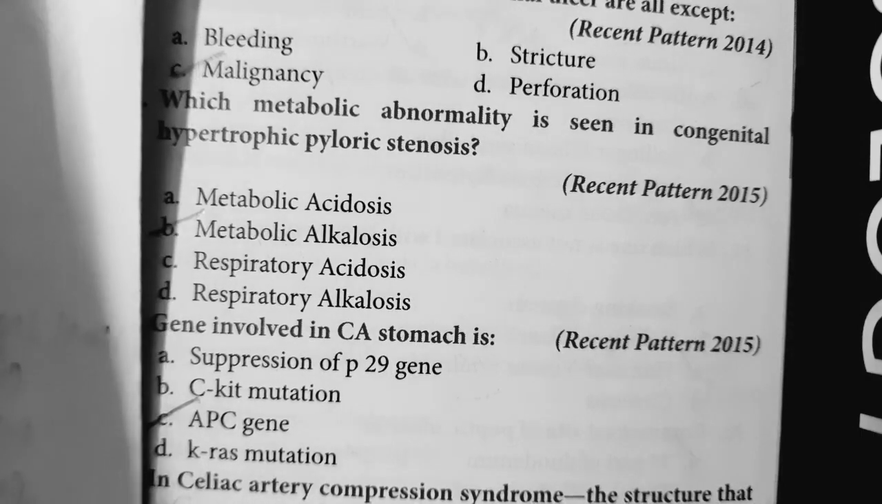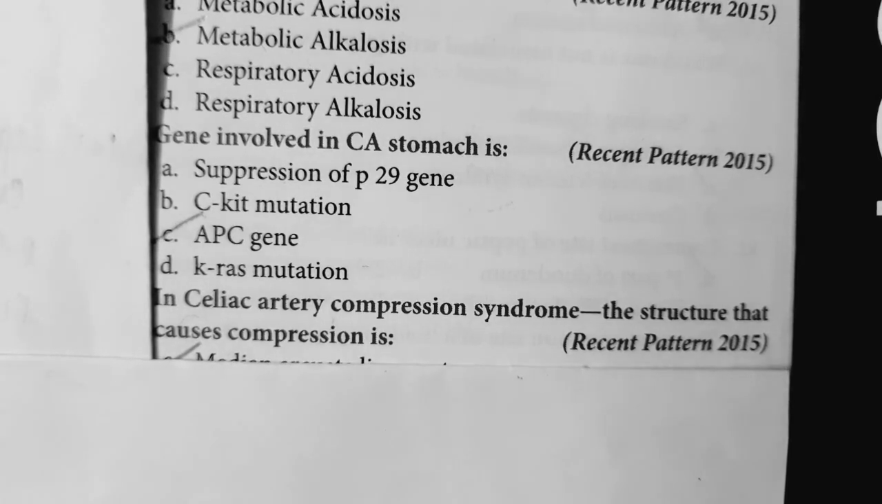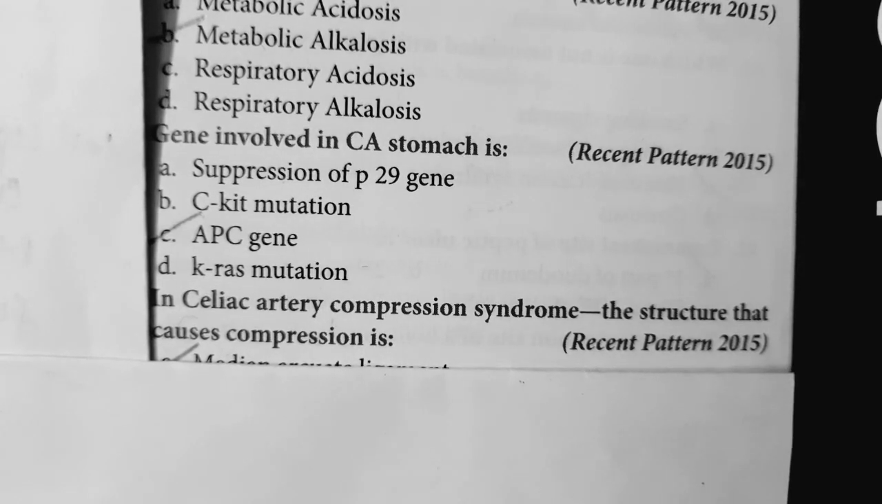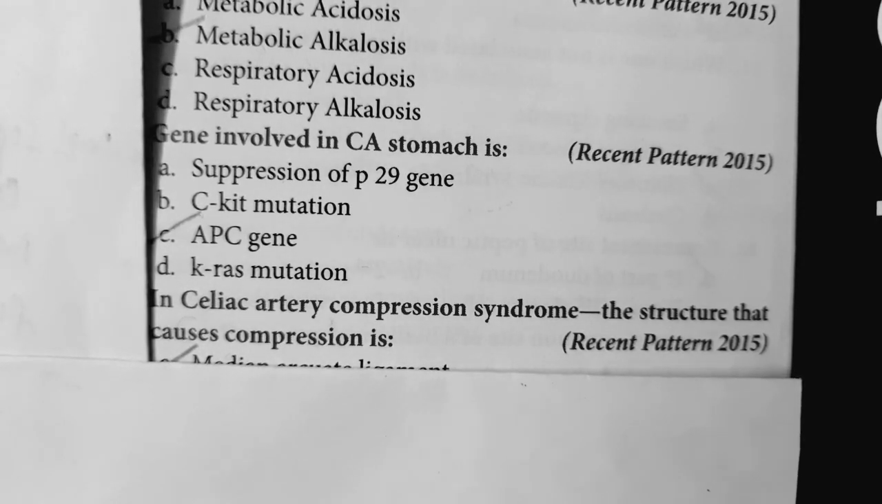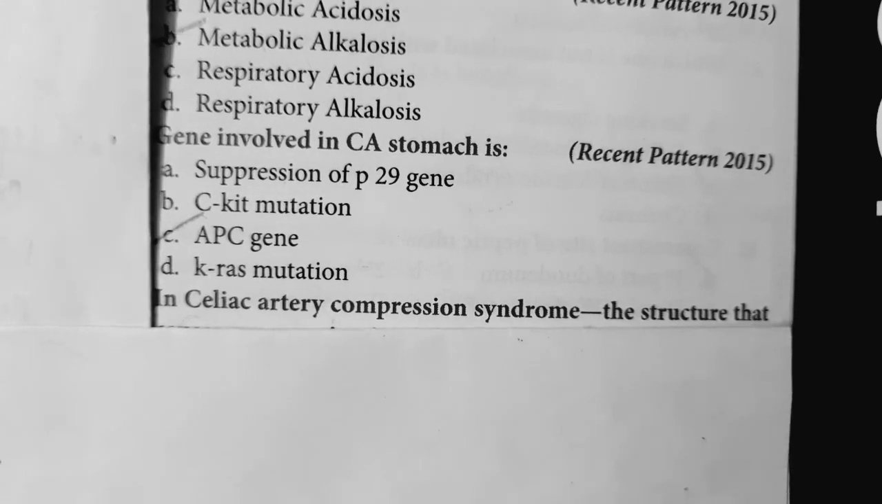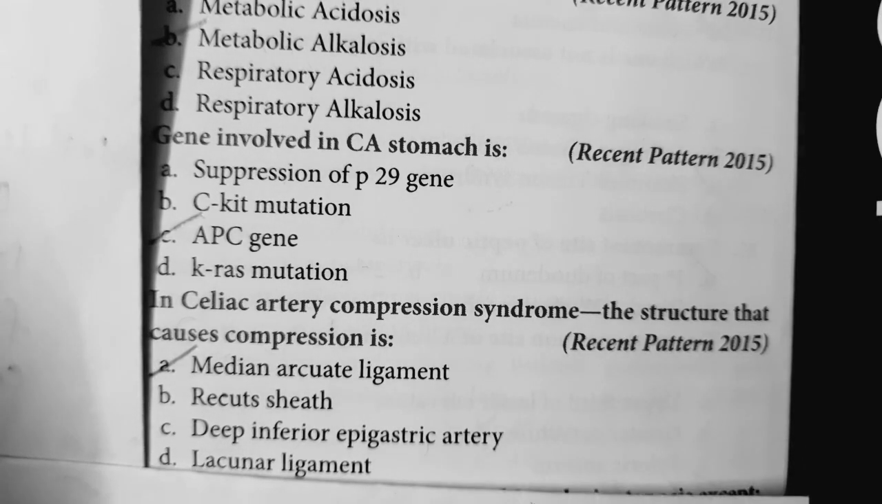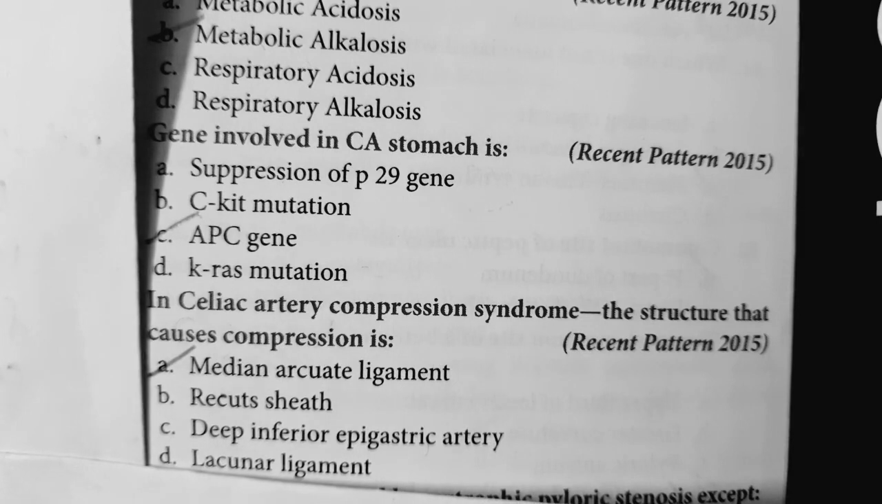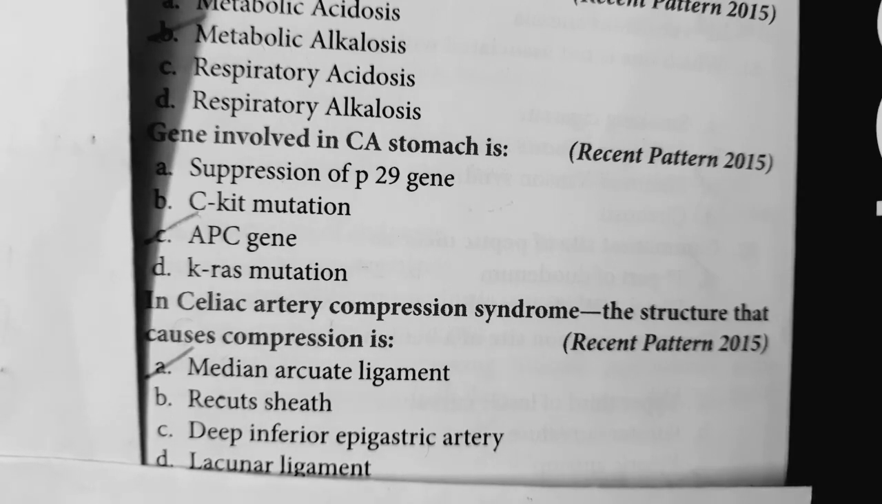Then question number 10. In celiac artery compression, or we can call it Dunbar syndrome, the structure that causes compression is the median arcuate ligament. In celiac artery syndrome or Dunbar syndrome, the median arcuate ligament compresses the artery. This syndrome, also called median arcuate ligament syndrome, is characterized by postprandial abdominal pain, weight loss and abdominal bruit.